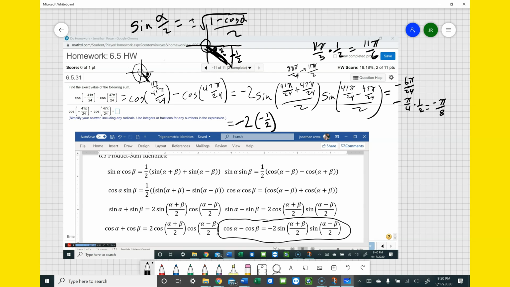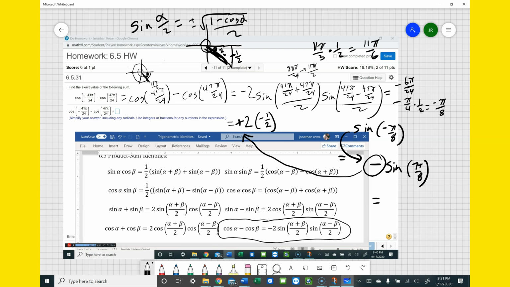I'm also going to have to use the odd function identity, because this is now sine of negative pi over 8, which by the odd function identity is the same thing as negative sine of regular pi over 8. I'm going to erase that negative and apply it over here, and make this become a positive 2. So now I don't have to worry about the negative anymore.